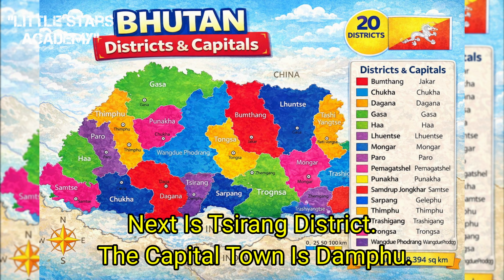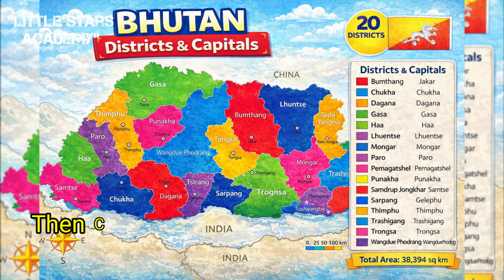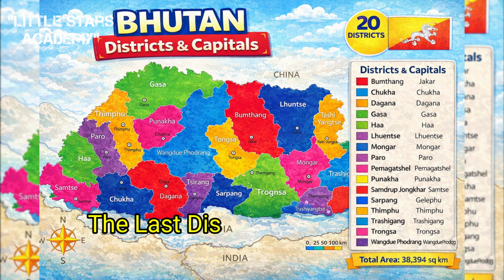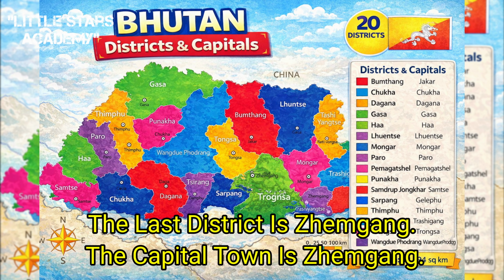The capital town is Dempu. Then comes Wangdrui Phodrang district. The capital is Wangdrui Phodrang. The last district is Jhimgang. The capital town is Jhimgang.